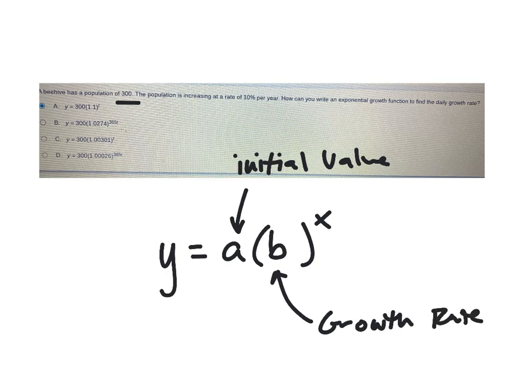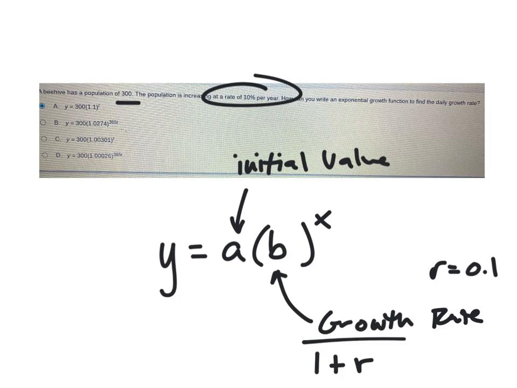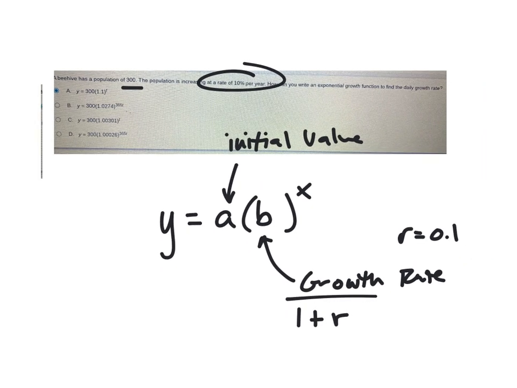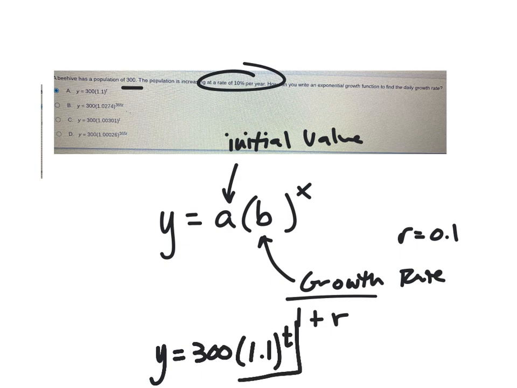If it's growth, and you have this rate of 10%, what you have is 1 plus your rate. And your rate in this case, if you've got 10%, would be 0.1. Now, if it was decay, you would subtract these numbers. And so that's how you get y equals 300 times 1.1 to the t power, and that's your equation.